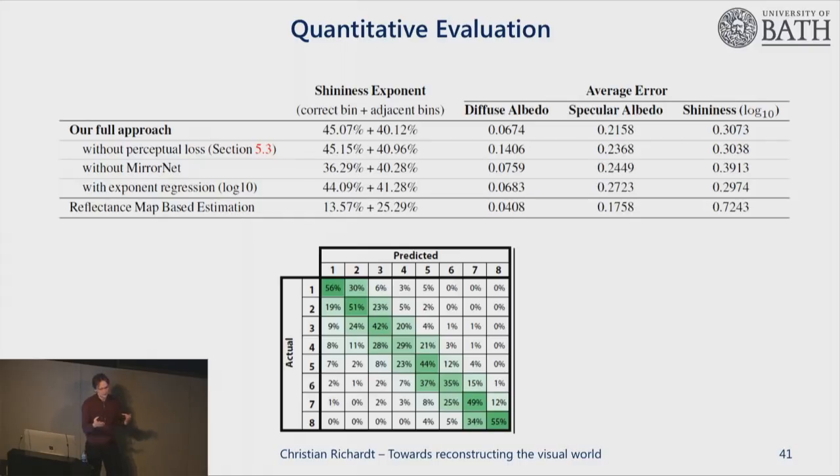And what we did for the shininess is we sort of reconstructed 8 different bins, so different classes of shininess. And you can see that in the confusion matrix, it's actually very close to the correct detection, that it detects the right shininess for each input material.